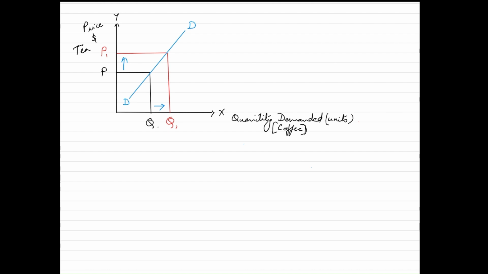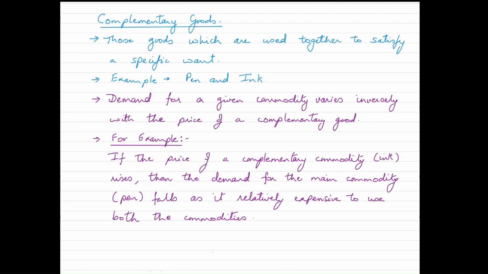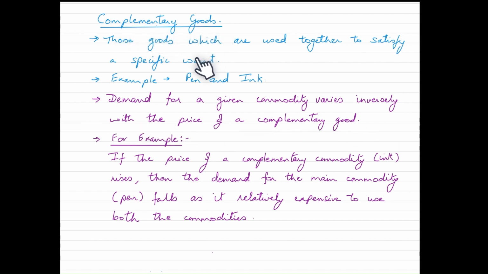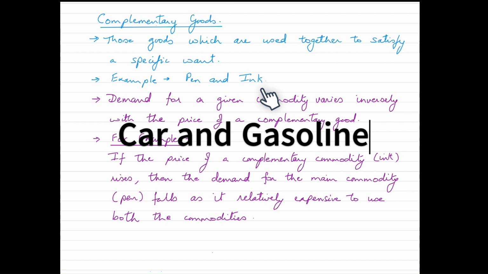Let's take a look at another category of commodity. This category is complementary commodities, or complementary goods. What are these? These are the goods which you use together or in combination to satisfy a specific want. Say for example, if you want to write, you need to have pen and ink together.